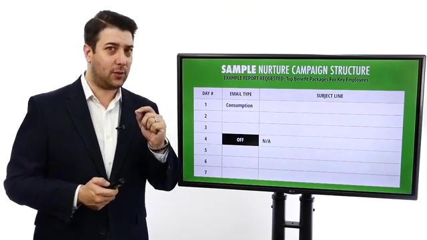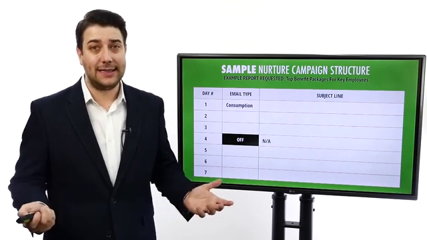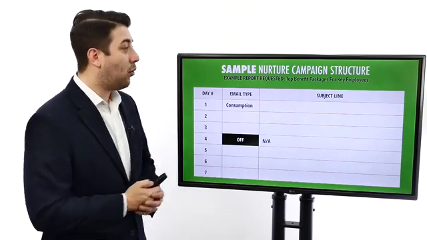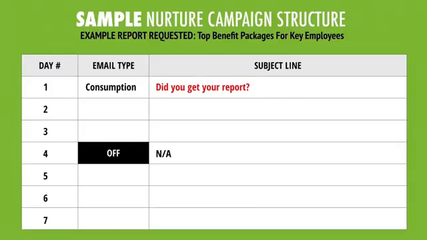Now, a nurture campaign is going to start with consumption, right? Consumption of whatever it is they just requested. In this case, they just requested the report on top benefit packages for key employees. So the first subject line I would write to that person, because my goal with this email is to get them to consume, to further this relationship and start the nurturing process, I need them to consume, to acknowledge that I've provided value in advance, and to cement myself as an authority. So I would send an email subject line something like, "Did you get the report?"